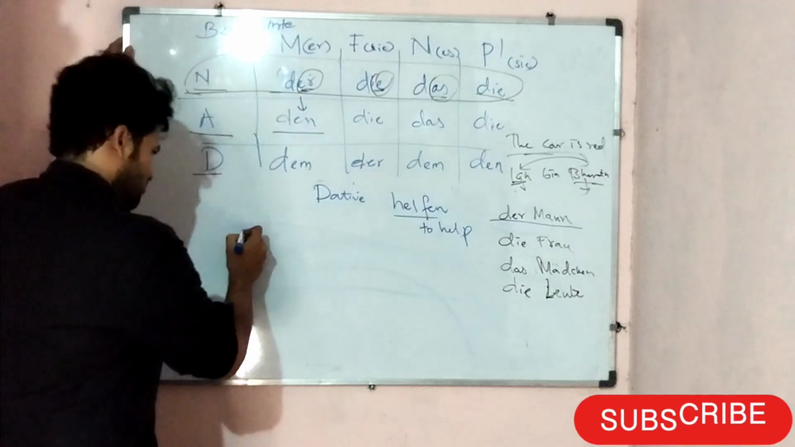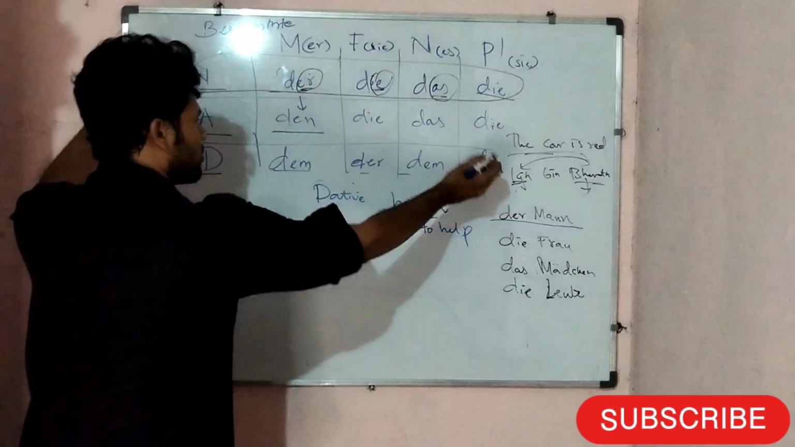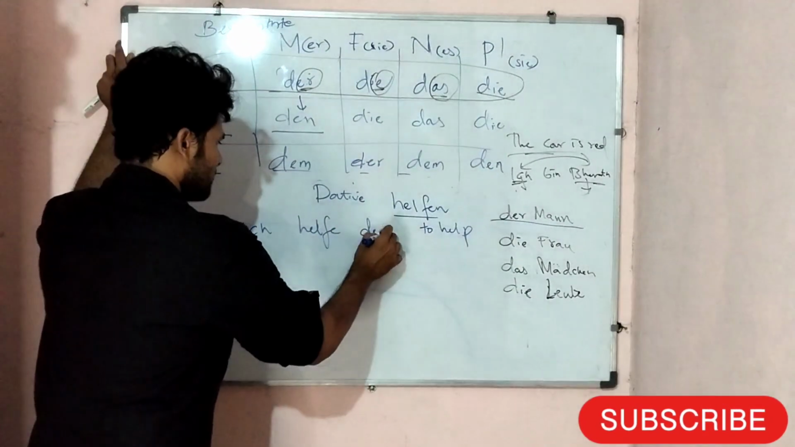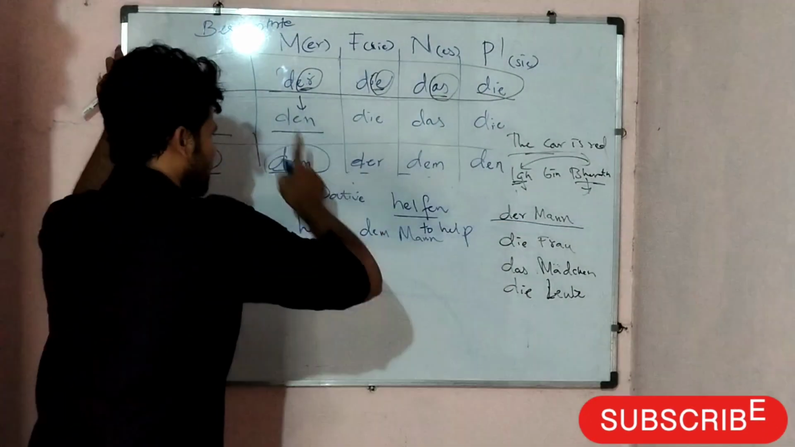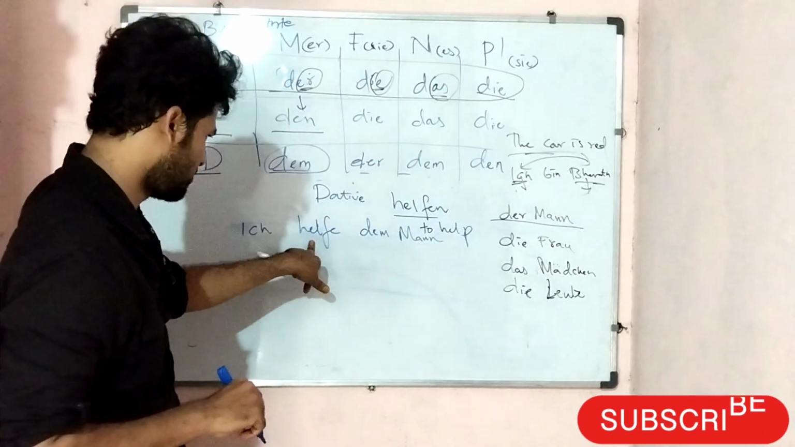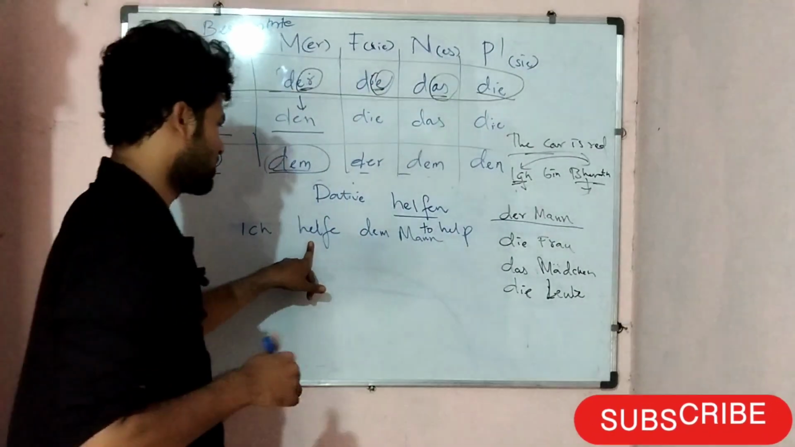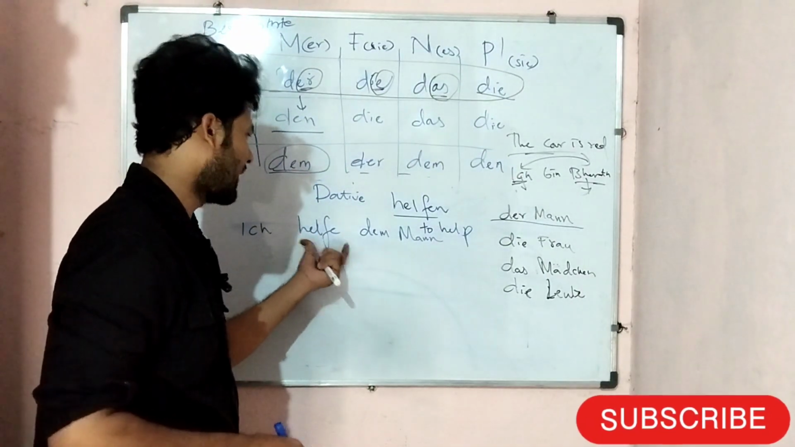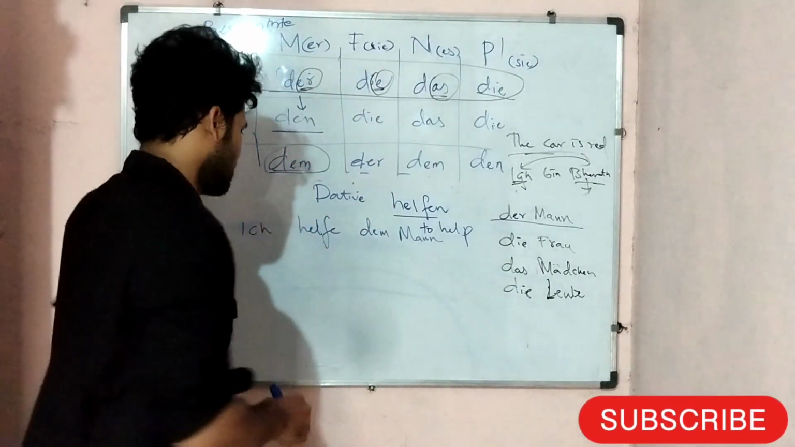So here, I am helping the man. To whom am I helping? These are all to the. Ich helfe dem Mann. See, dem is to. Der Mann becomes dem Mann, because of the verb. Even after prepositions we have accusative prepositions and dative prepositions, but there are also certain indirect verbs. In that, helfen is a verb. Ich helfe dem Mann. I am helping the man.